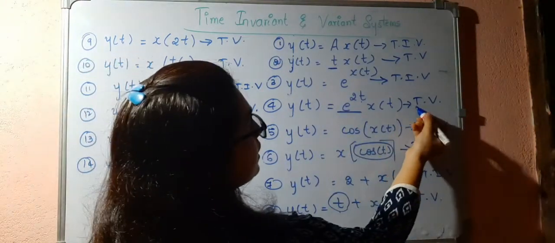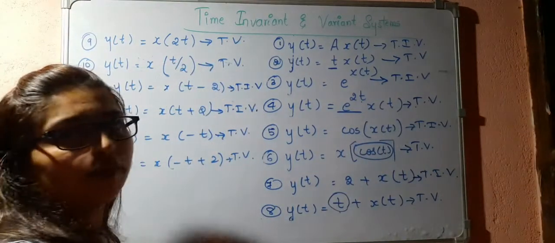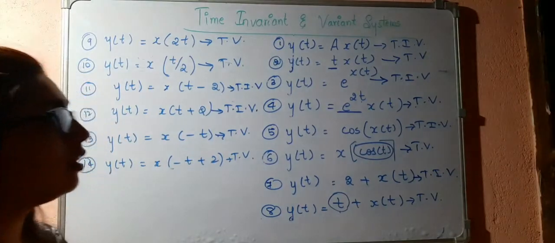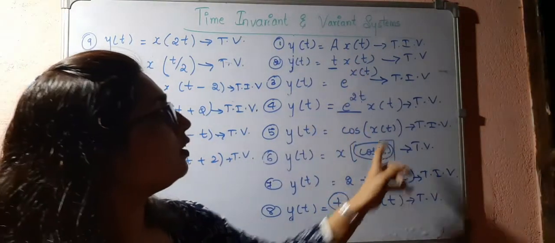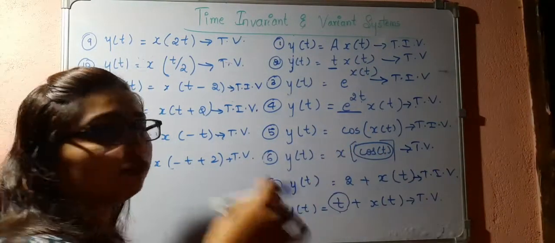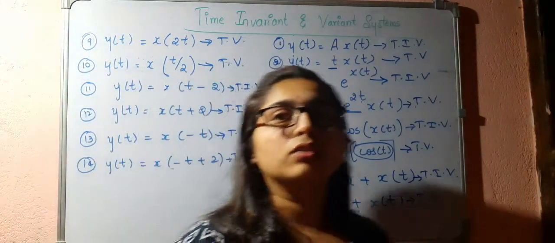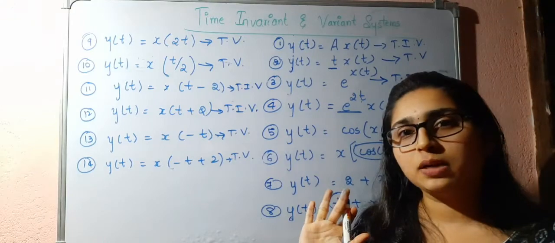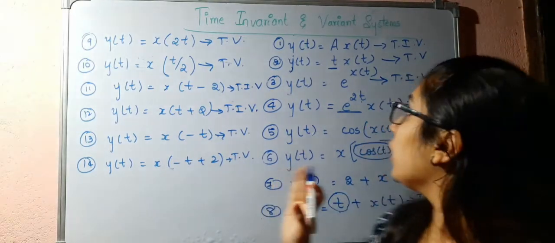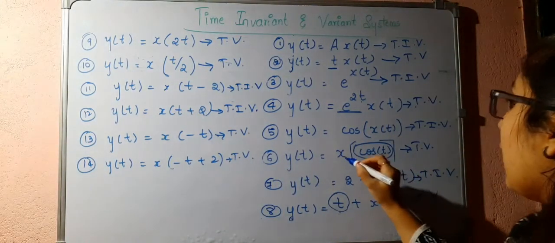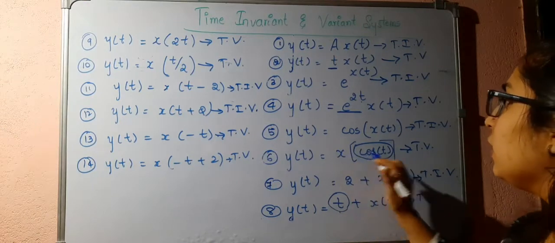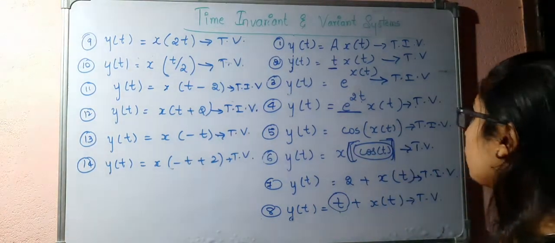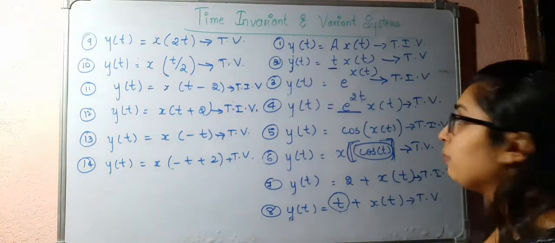Okay, so in this case what happened, it became time variant, but if it has a constant then it is time invariant. Okay, and here, if any function is performed on the time, that is the independent variable, that time it becomes time variant. So we can see here x of cos t. See here, this is a time variable, so instead of t I have cos t. So what happened? The system became time variant.